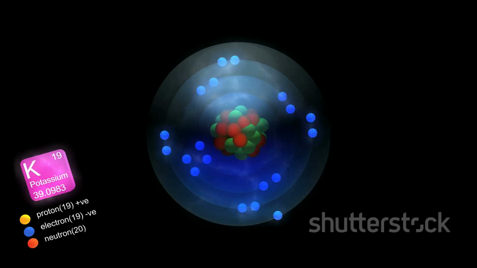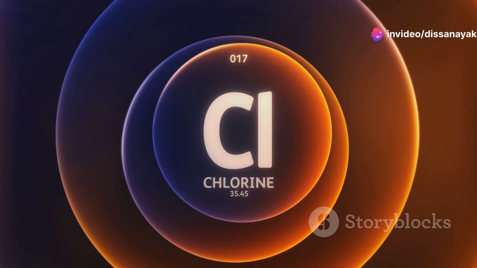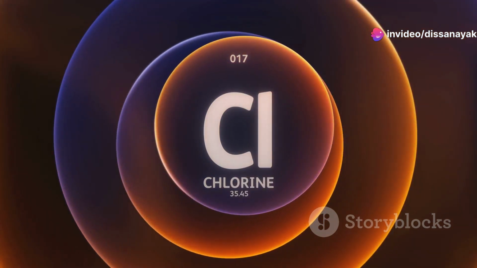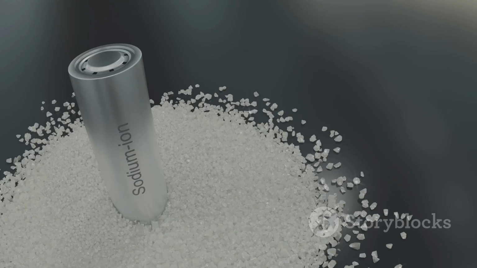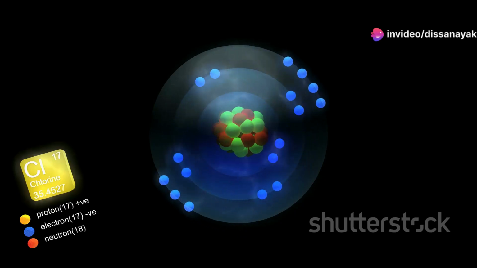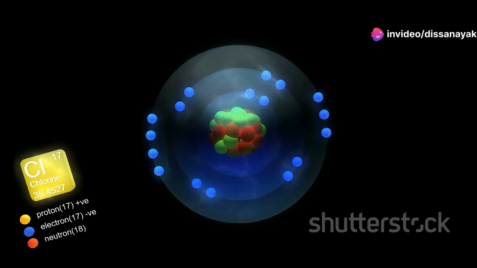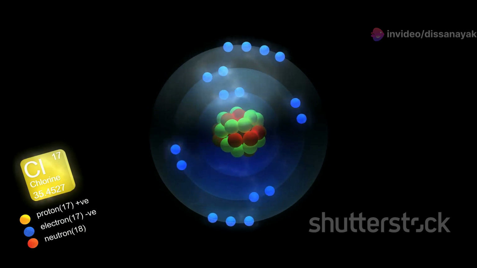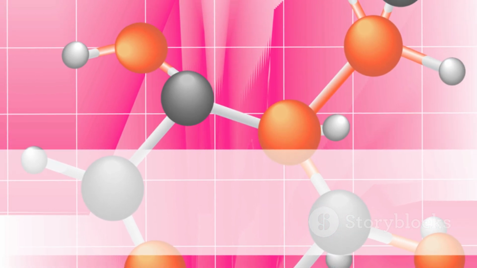Sodium, a generous soul, has only one electron in its outermost shell. Chlorine, on the other hand, is one electron shy of a full outer shell and really wants to fill it. When sodium and chlorine meet, chlorine, with its higher electronegativity, snatches sodium's outer electron. This electron transfer turns sodium into a positively charged ion and chlorine into a negatively charged ion. These oppositely charged ions attract each other, forming a strong ionic bond.